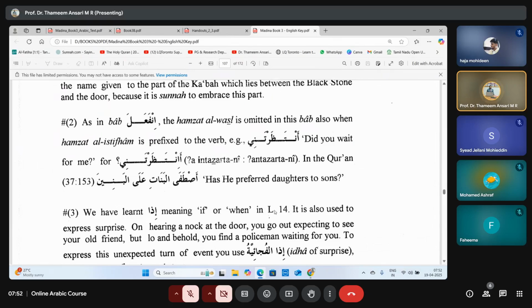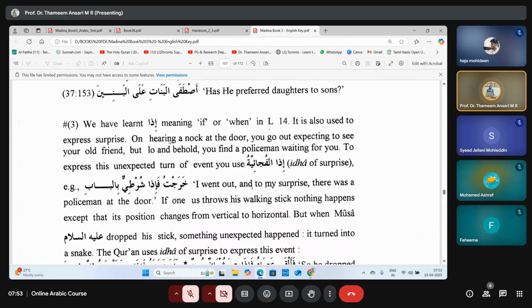In the Quran, Astafal Banati al Banina. Has he preferred daughters to sons? Actually, istafa becomes astafa. Okay, has he preferred? Al banati is maf'ul bi here. Al banina is jar majrur.